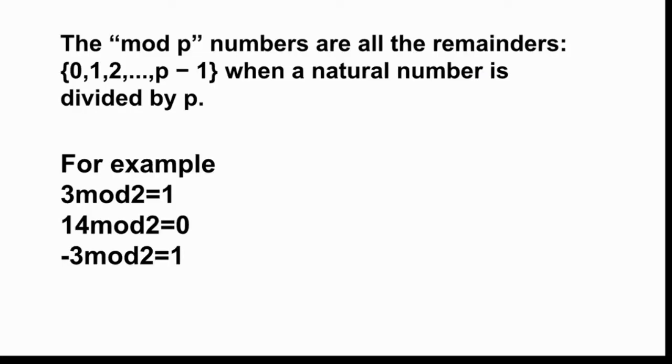Now I am going to tell you about what mod P is. Mod P numbers are all the remainders 0, 1, 2 up to P minus 1 when a natural number is divided by P. For example, 3 mod 2 is equal to 1, because when you divide 3 by 2, you get 1 as a remainder. When you divide 14 by 2, you get 0 as a remainder. When you divide minus 3 by 2, you get 1 as a remainder.